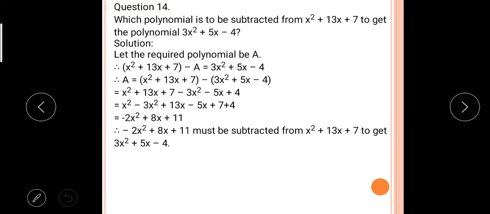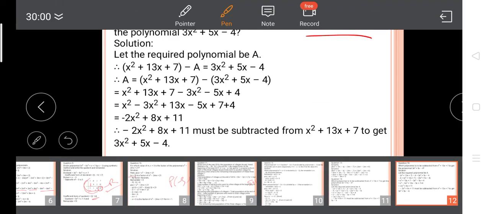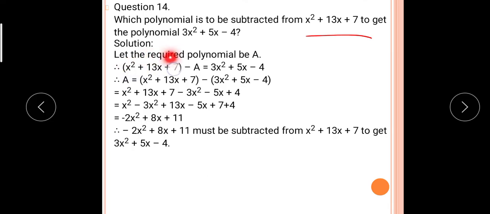now which polynomial is to be subtracted from x square plus of 13x plus of 7 to get the polynomial 3x square plus of 5x minus of 4? This is also the same. Let us say we have to subtract the polynomial a. So how to write the answer? Let the required polynomial be a. So we are subtracting this polynomial from x square plus of 13x plus of 7: minus of a. So what you will get? You will get the polynomial 3x square plus 5x minus of 4. Now write the equation according to the given condition and then solve.